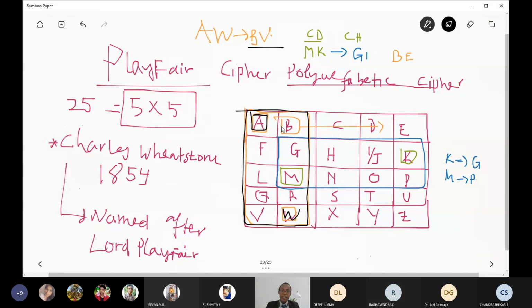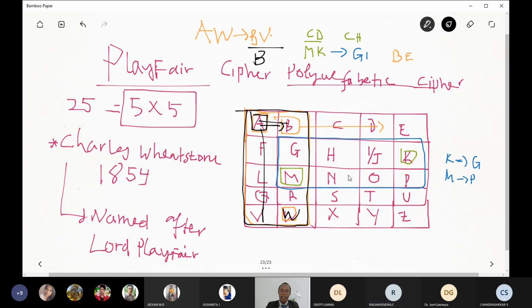Sir, for A the corresponding will be V, no, sir? No, we look to the rows, not to the columns. Which letter is immediate in the same row, not in the same column? This is column-wise, and this is row. You get it?